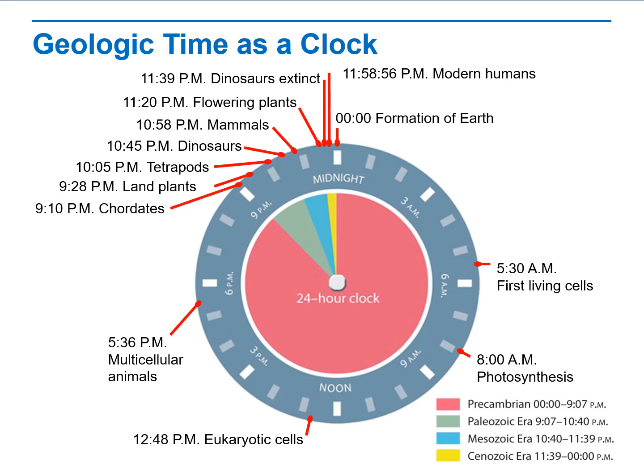We didn't have multicellular animals until 5:36 p.m., chordates 9:10 p.m. Then we see land plants, tetrapods, dinosaurs. I mean, even the dinosaurs, which we think of as ancient, didn't even evolve until 10:45 p.m. And then they were around for a while. Then mammals, flowering plants, the dinosaurs went extinct at 11:39 p.m. And then here we come at the last minute, modern humans to take over the world.